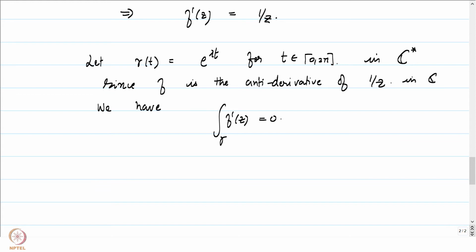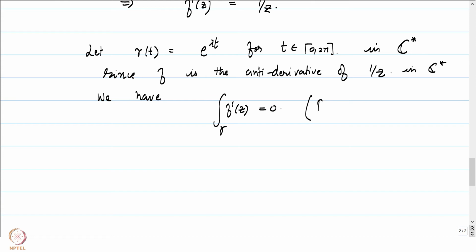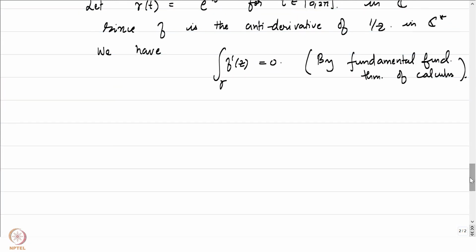In C star we have this by the very observation here. We have this equal to 0 by using the first fundamental theorem of calculus, the complex analog. So I'll just write fundamental theorem of calculus. This is just the complex analog of the first fundamental theorem of calculus. But what do we know about f prime? F prime we know explicitly to be equal to 1 by z dz.